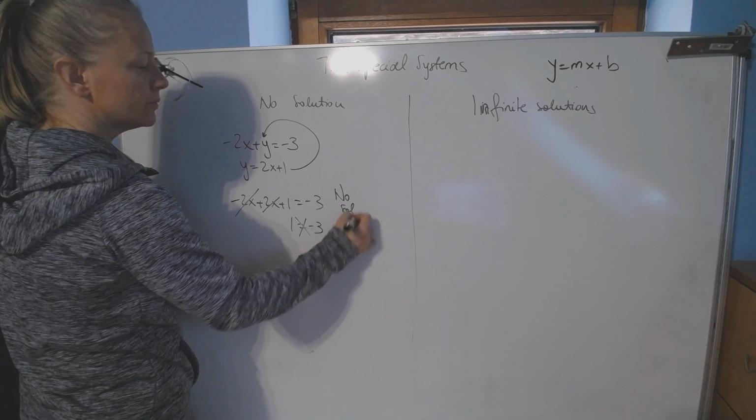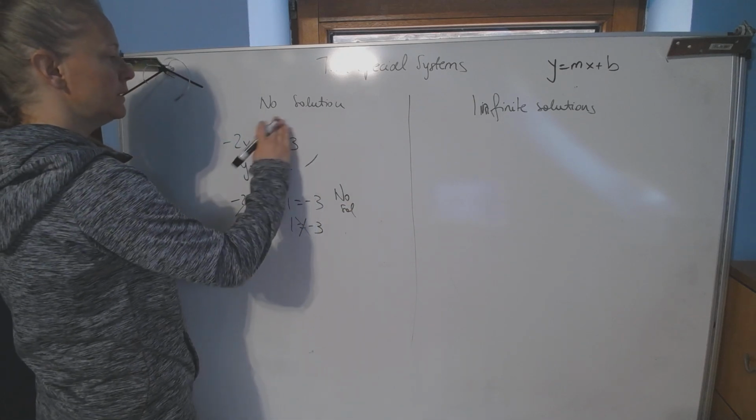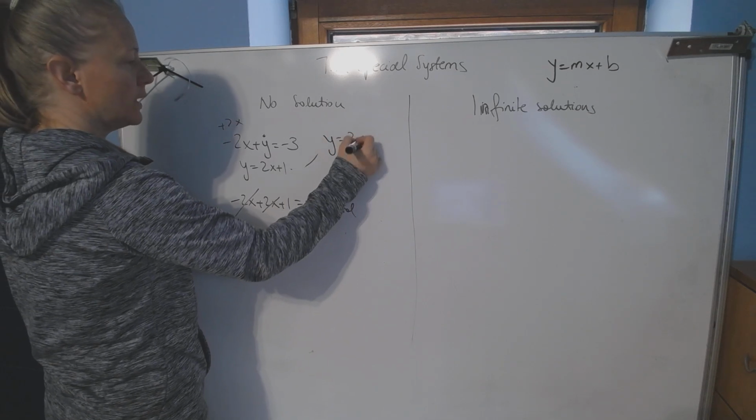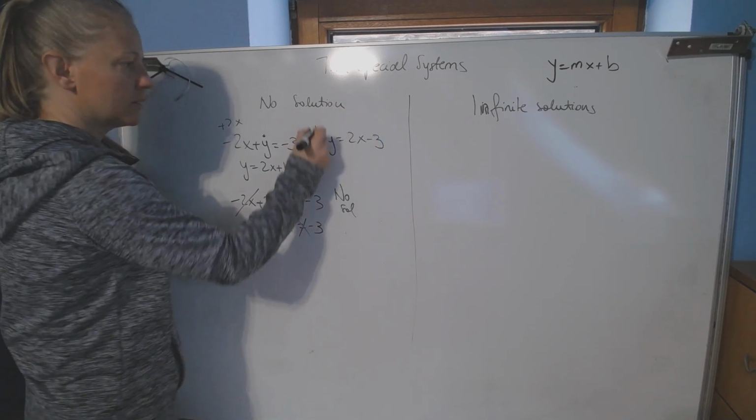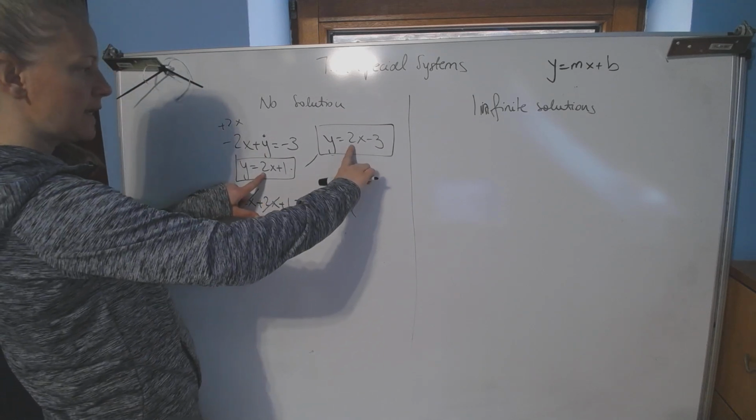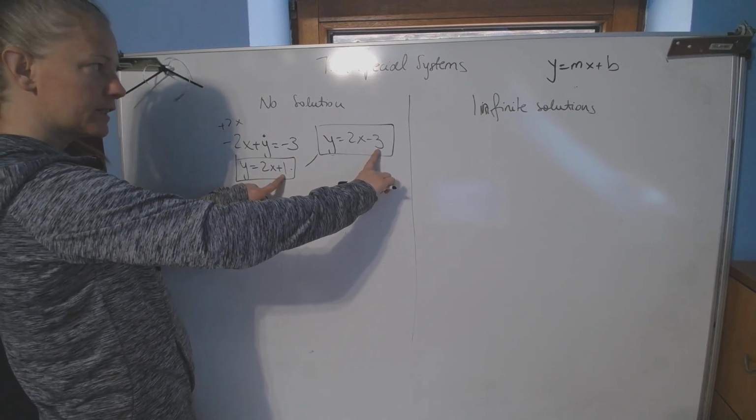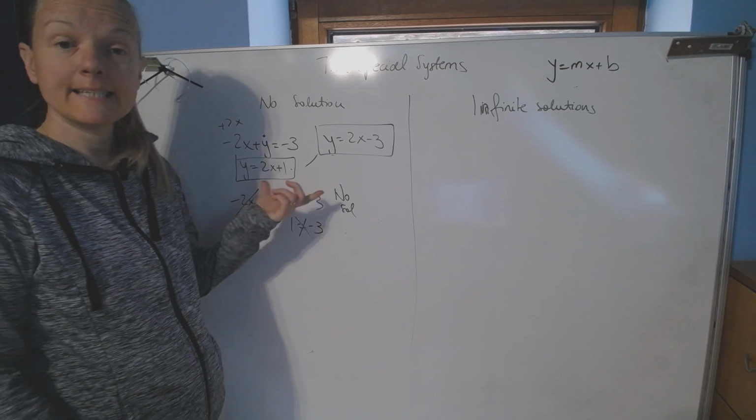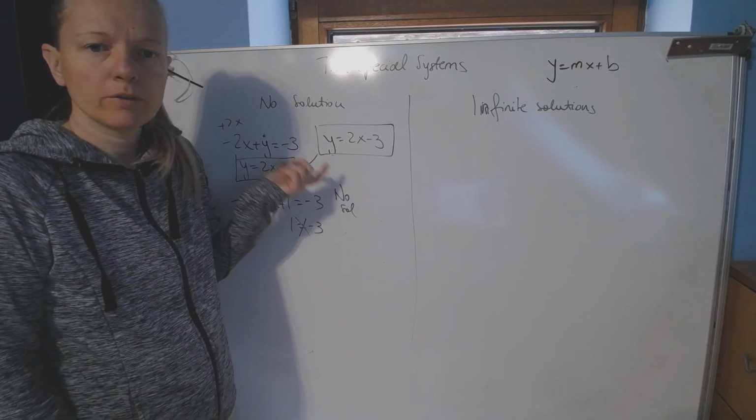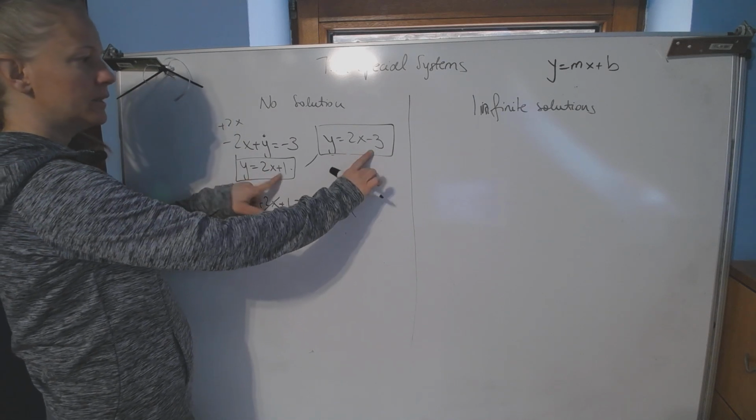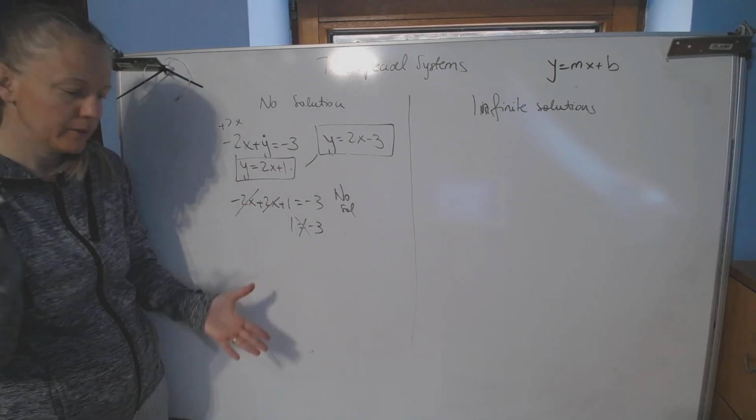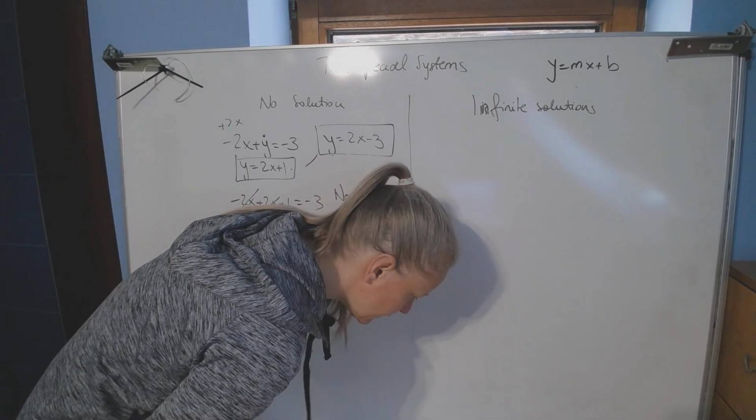No solution. The other way to do it would have been to just move this 2x to the other side and end up with y equals 2x minus 3. There's my equation. And here's the second one. And I can see immediately same slope, different intercepts. No solution. This is the fastest way to solve stuff like this if you remember the rules. If you remember that same slope, different intercept means no solution, you are good to go. Okay, but this is how we do it. I'm going to pick one that has an infinite solution.